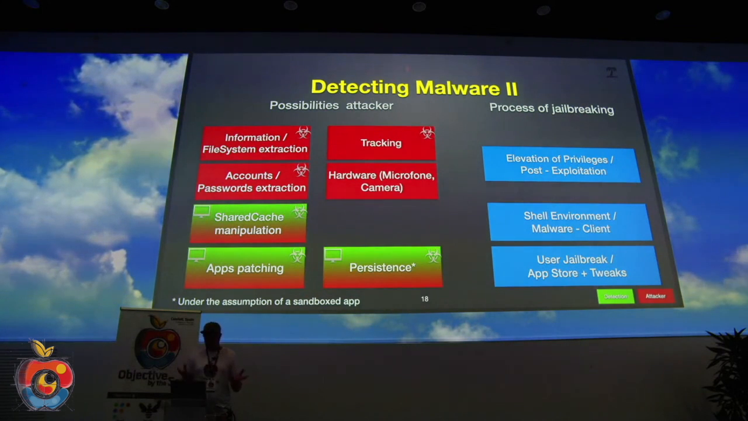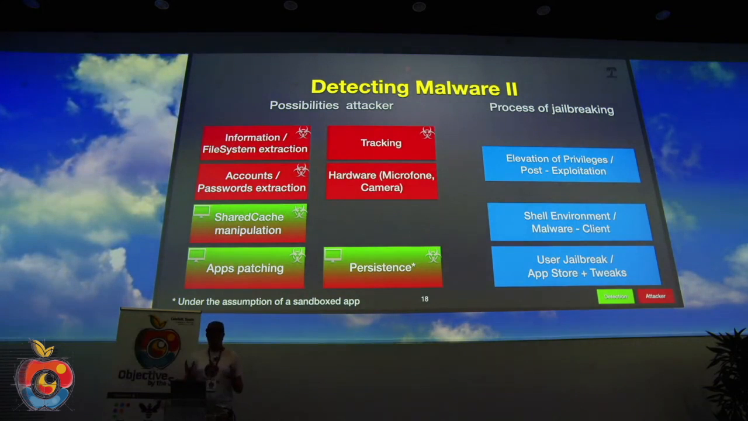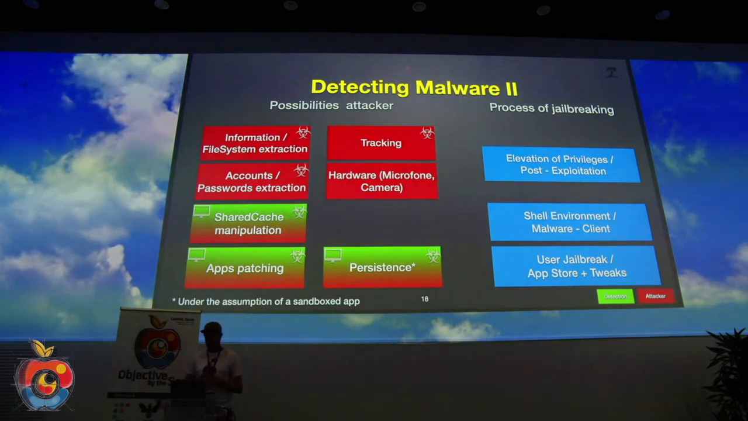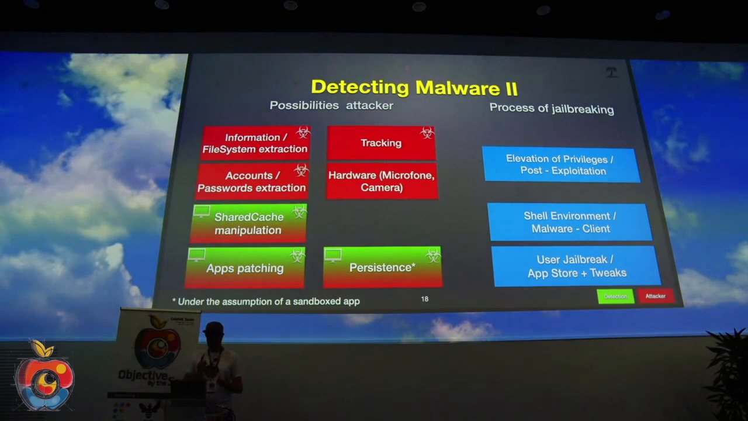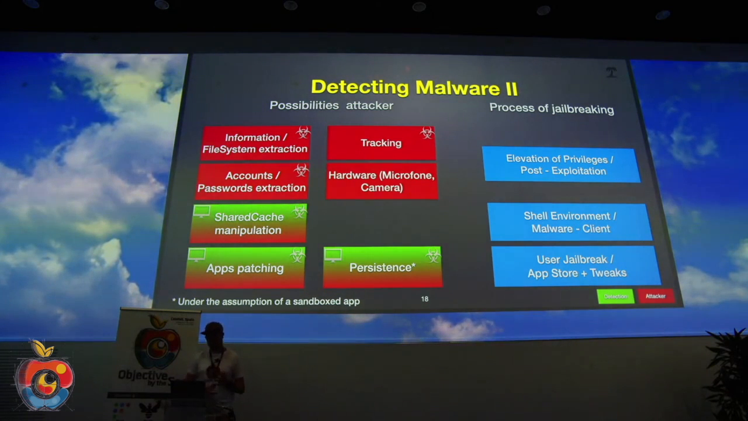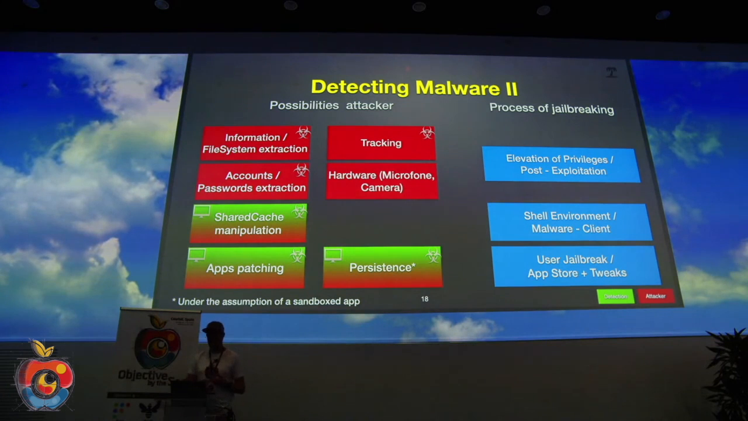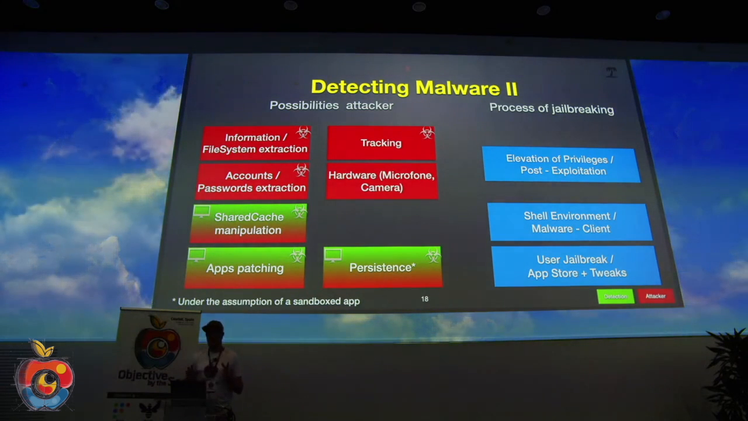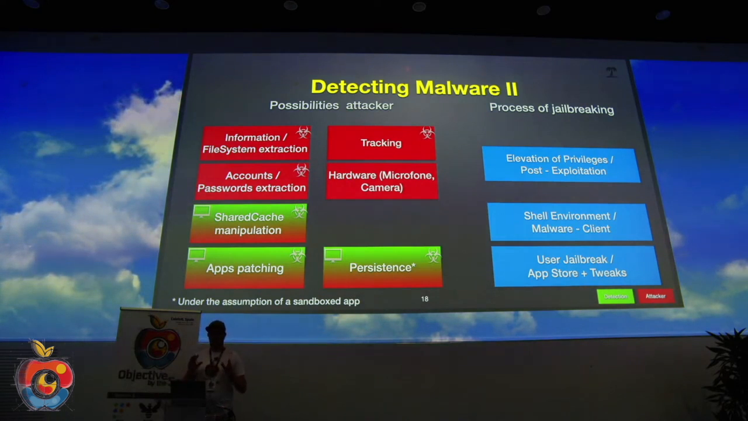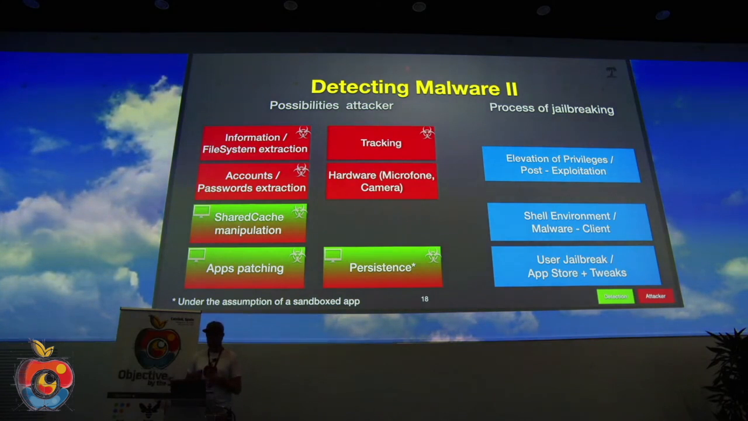So what does that basically mean? That means that an attacker who has access to such malware is able to extract information from the file system, track the user, extract accounts and passwords, and get access to the camera and microphone without any chance of detecting that on the device itself. So no mobile threat defense solution, no EMM solution will help you to detect such malware on the device at the current state.